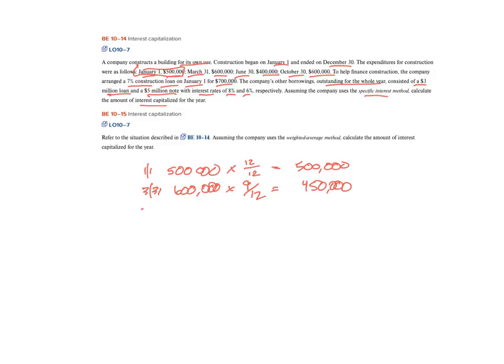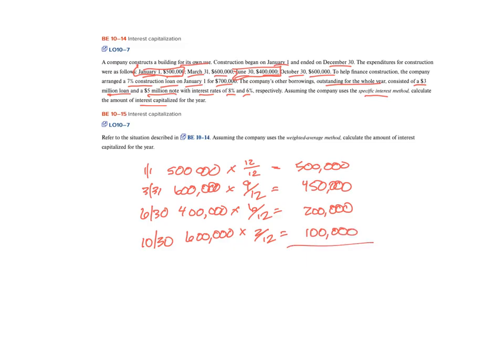On June 30th, we had $400,000. Again, I'm just pulling these from right over here. And that was outstanding for 6 months then. And then finally on October 30th, we had $600,000. And that was outstanding then for 2 months. We'll sum these expenditures together. This gives us our weighted average expenditures of $1.25 million.